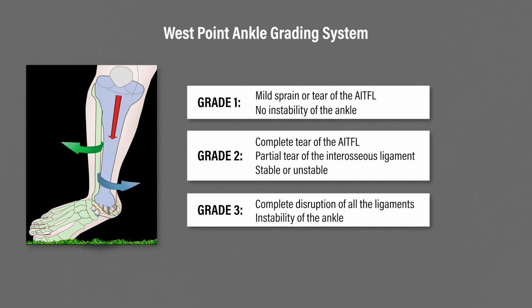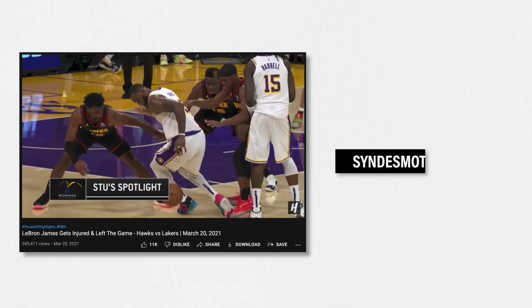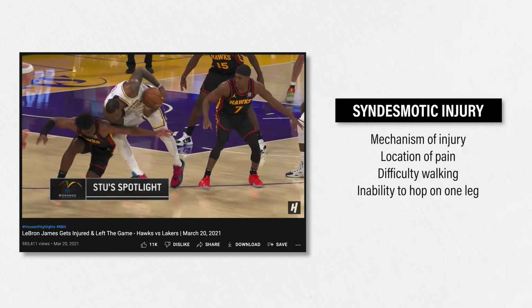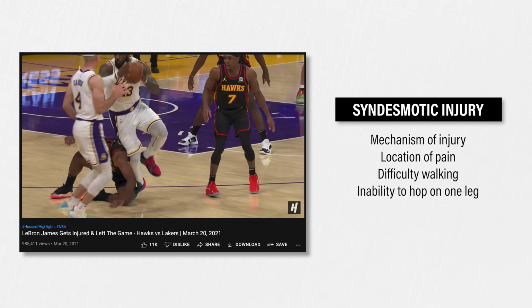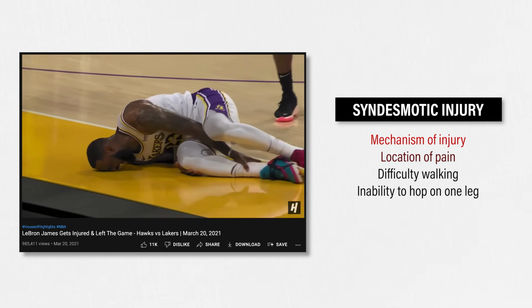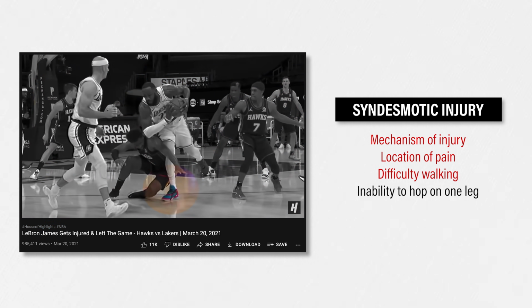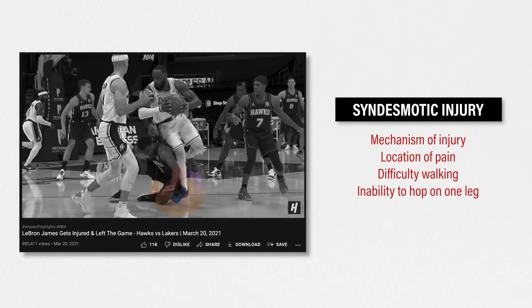Due to the high force mechanism of injury, it's also possible for disruption of the deltoid ligament and fractures to occur. In a professional or collegiate sports setting, injuries will usually be assessed quickly by a medical doctor or athletic trainer, so this information will be presented as if it's been at least 5 to 7 days since the initial incident. A syndesmotic injury may be suspected based on certain characteristics, such as the mechanism of injury, location of pain, difficulty walking, or the inability to hop on one leg.